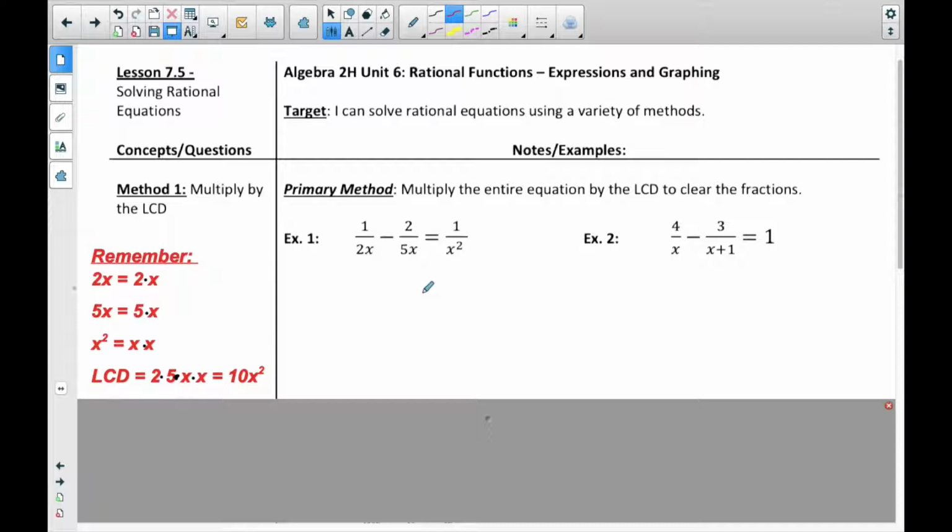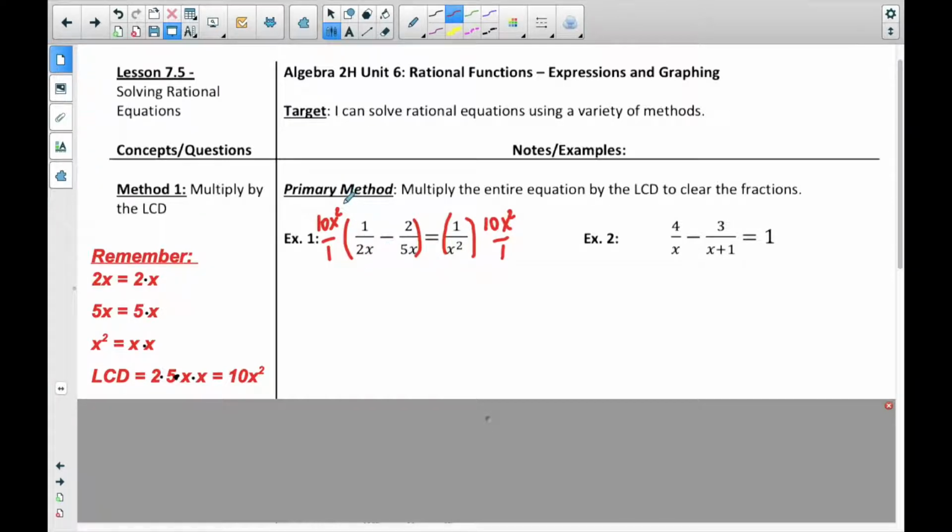Now that I know what the lowest common denominator is, I'm ready to apply this method. And the method is to multiply the entire equation by the LCD to clear the fractions. In other words, if my lowest common denominator is 10x squared, then I'm going to multiply that on both sides. When I do that, I'm going to put it over 1 because some people forget how to multiply those unless it's over 1. And so putting it over 1 reminds us how to multiply these.